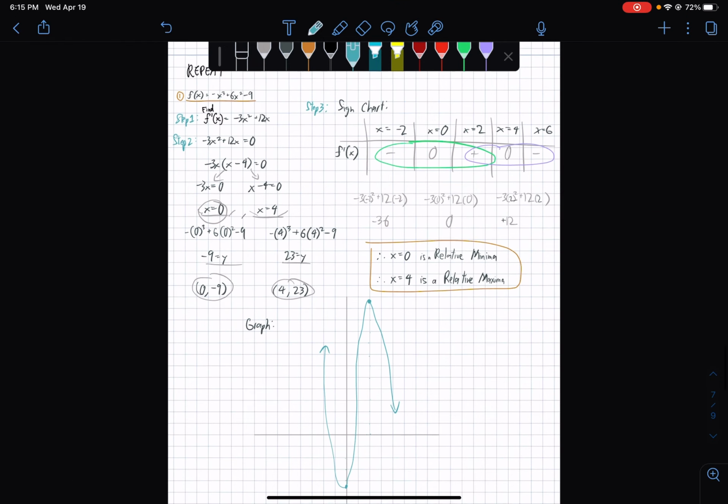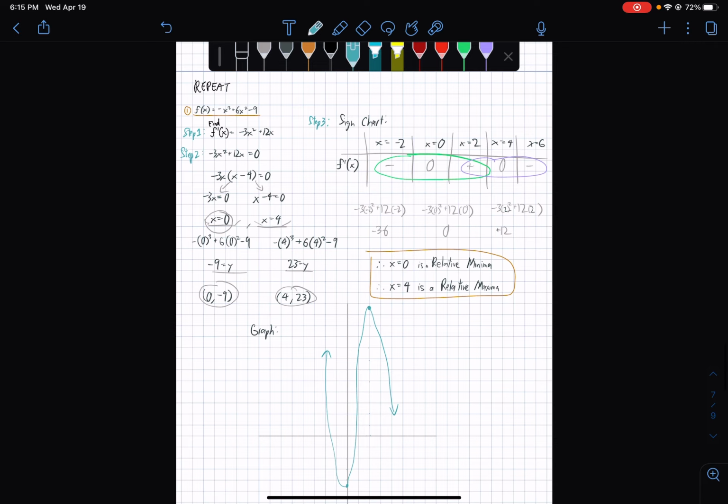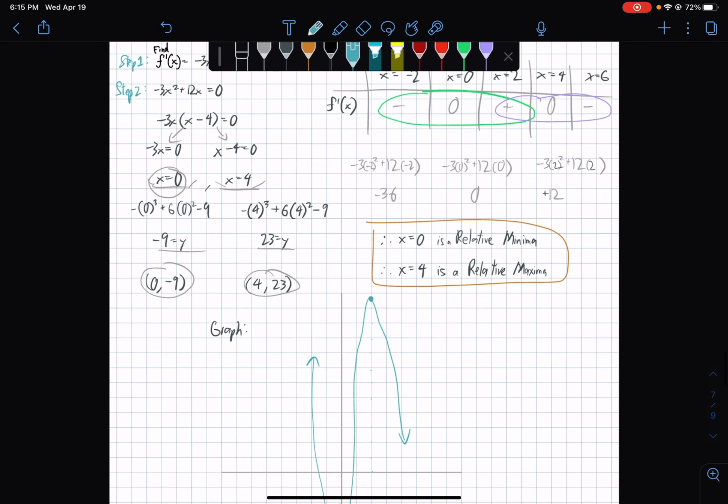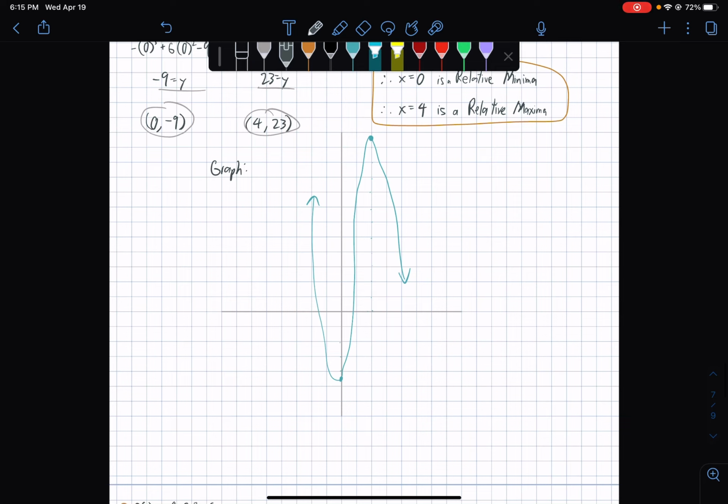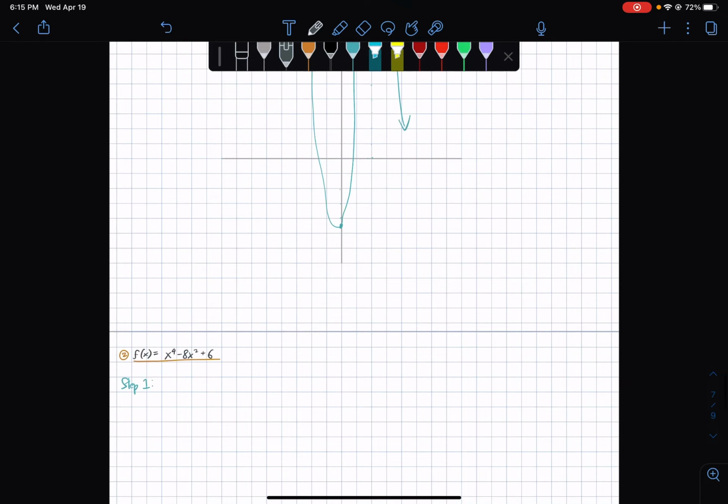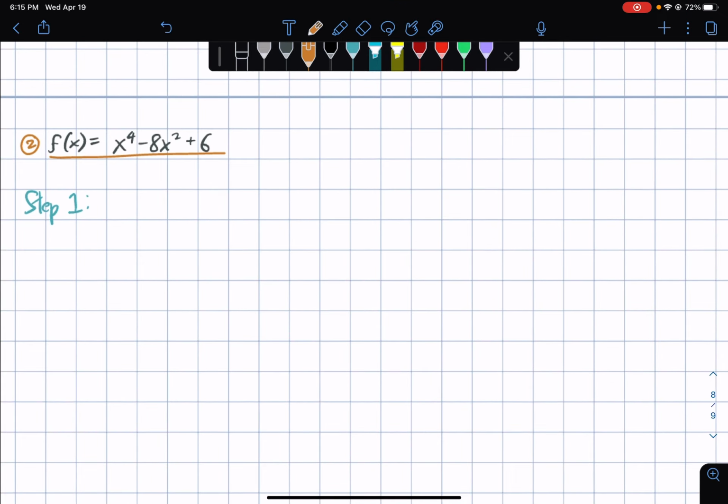You could make a more accurate graph of it by using the scientific calculator to find the table of values of each. But I don't think that's essentially necessary. So yeah, let's move on to the next example.